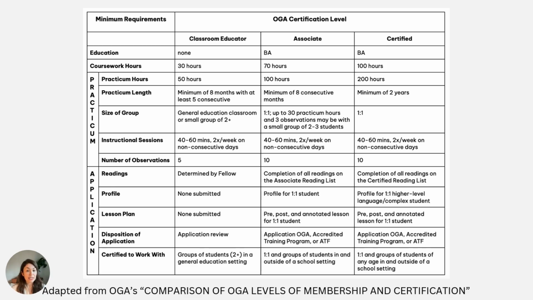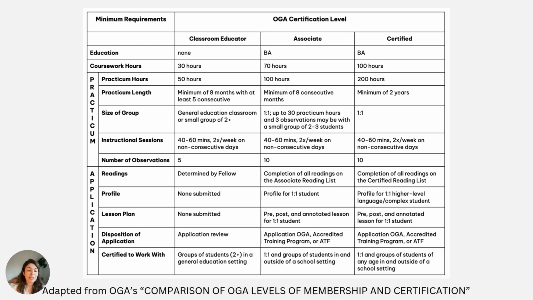Then your application is traditionally reviewed by the certifying committee within the Orton-Gillingham Academy, 12 fabulous people who volunteer their time to look over these very in-depth and lengthy applications and make sure that they meet the requirements for certification. There also are some accredited training programs and accredited training fellows who actually have the ability given by the academy to serve as the certifying committee for their trainees and to actually be the ones who review the applications and decide on certification.